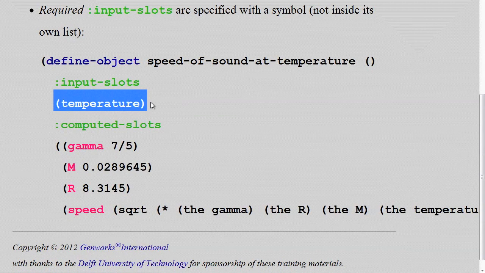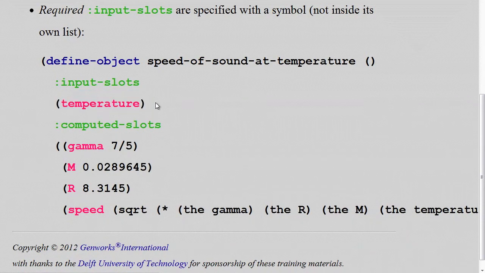So input slots are similar to computed slots, but they do not have to have an expression. So they do not have to have their own list. Like with gamma, it's inside its own list because you have the name and then the expression. So it needs a list to contain the name and the expression. For temperature, it's just there by itself. That means temperature is a required input, so it does not have a default expression.